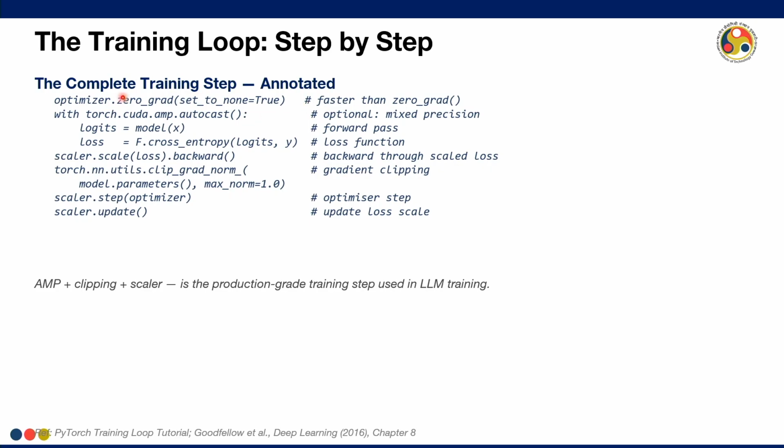Next, we are seeing the complete training step annotated. Now here we are seeing the training steps. In this you can see that we are using zero_grad with set_to_none equal to True, on the optimizer that we are defining here. There are several optimizers that I will come to, and the with context is used here.